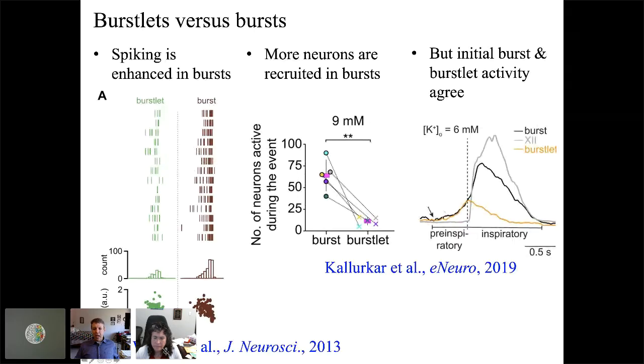However, when you compare bursts and burstlets, if you look at spike rate versus time, they do agree almost exactly up until some moment when it's like a decision is made and either the additional neurons are recruited into the burst and the burstlet neurons pick up their activity correspondingly, or the burst fails and we just get a burstlet.